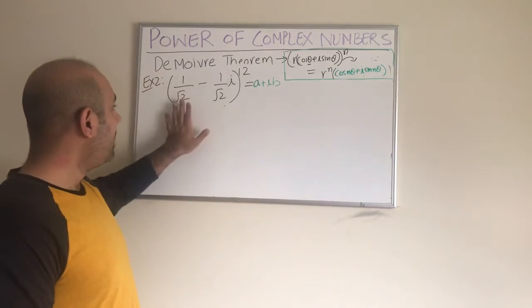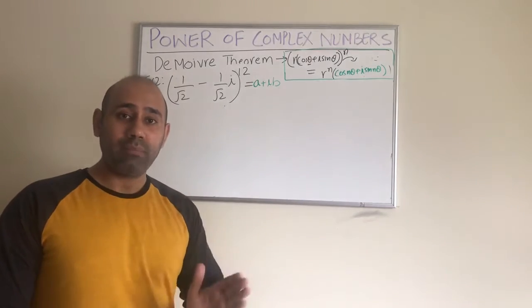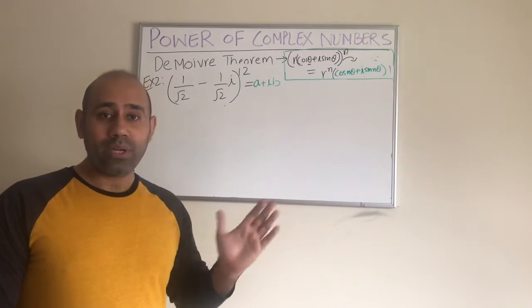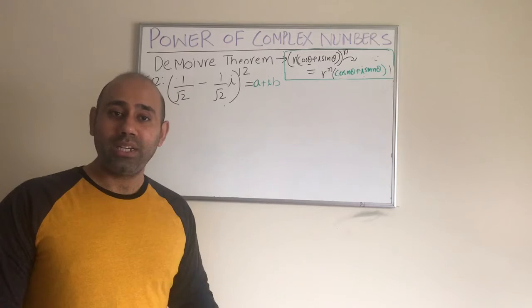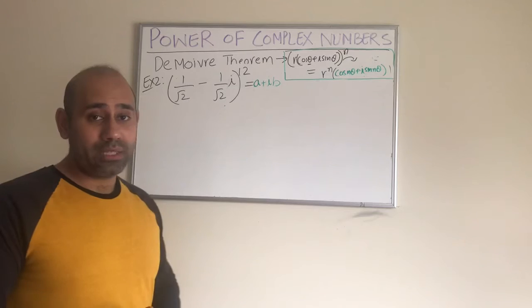One way would be to write this out 12 times because it is raised to the power 12 and keep multiplying each term. But guys, we can already see that that is going to be a lot of work, and that's not the most efficient way of simplifying this problem.